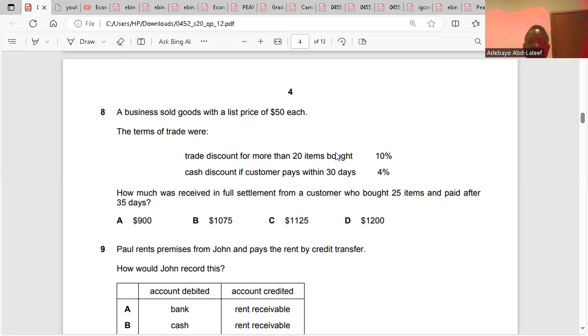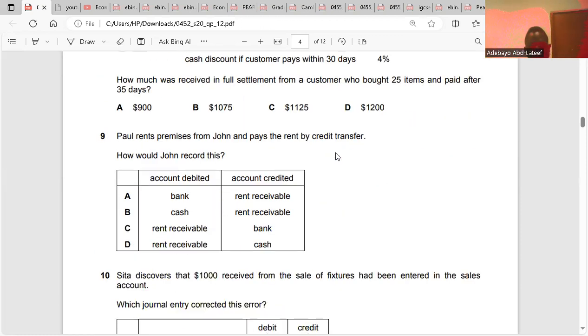First, buying 25 items is more than 20, so it's going to have the trade discount, which is 10%. So $50 multiplied by 25 pieces is 1,250. Then 10% of it is 125. You take 1,250 minus 125, you have 1,125. Then we check the payment was made after 35 days. So that means you would have forfeited the cash discount. So 1,125 is what's going to be paid. So question 8, that's C. Clear, right? Yes.